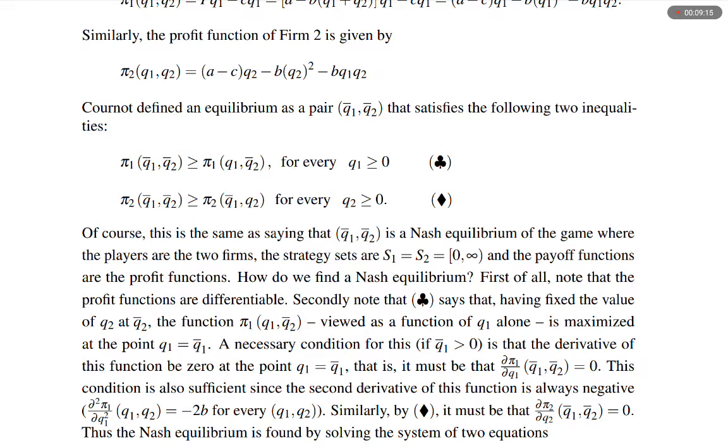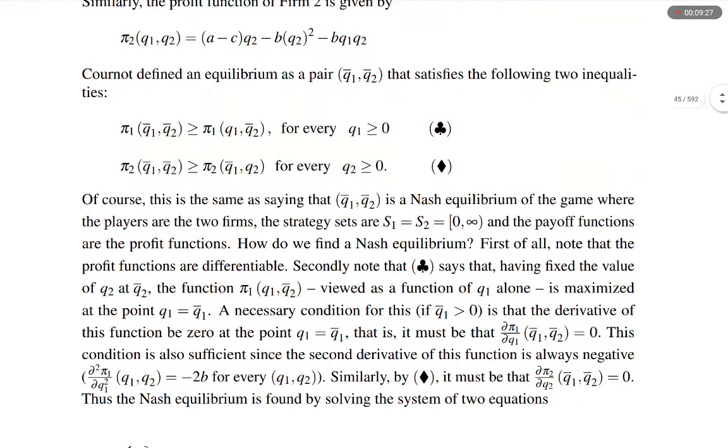Similarly, the profit function of firm 2 is given by π₂(Q₁, Q₂) = (A − C)Q₂ − B(Q₂)² − B·Q₁·Q₂.